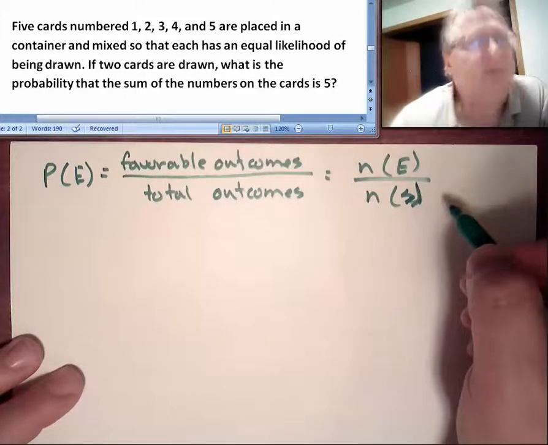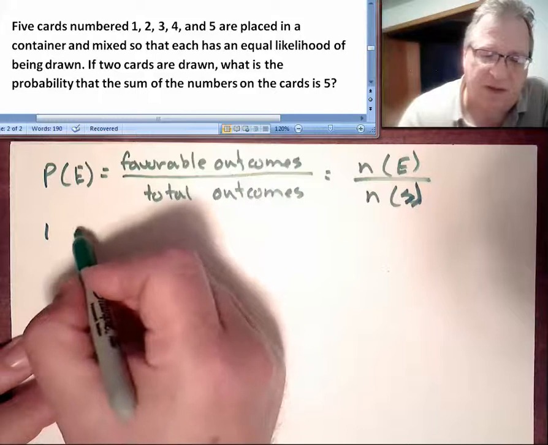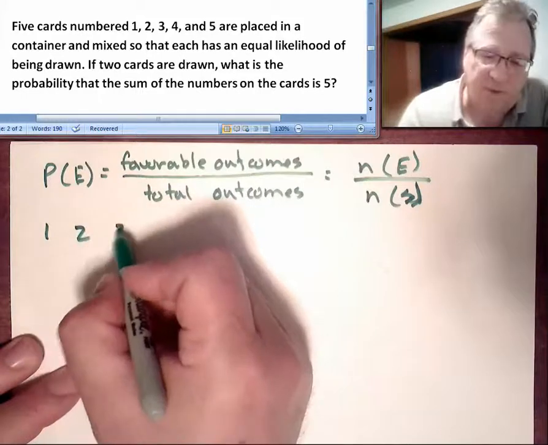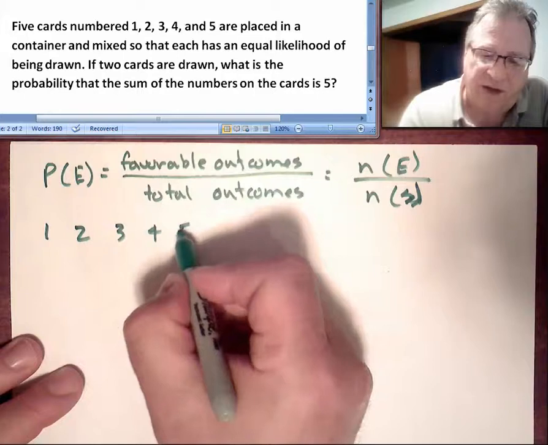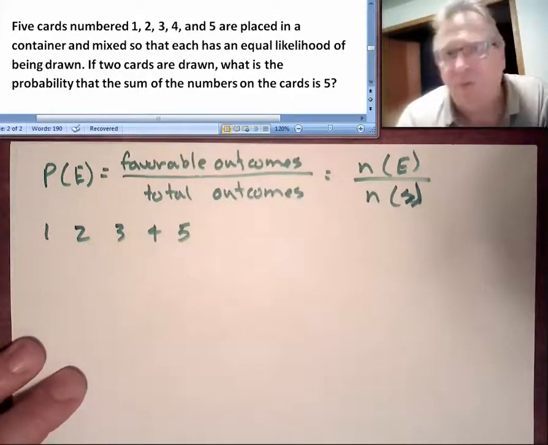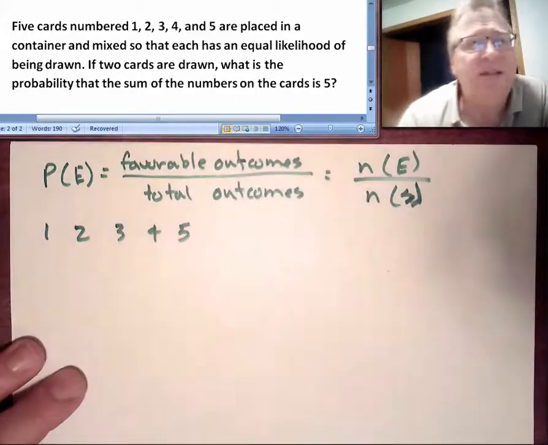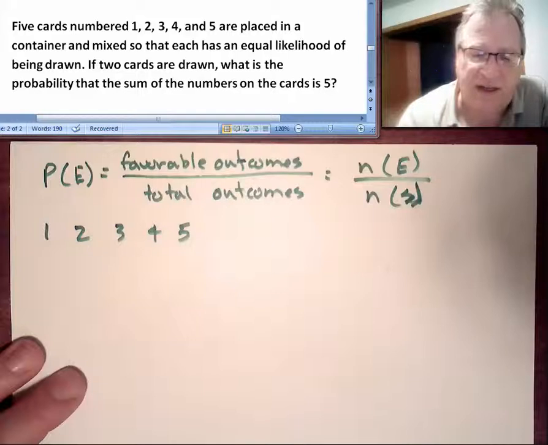Boy, let's see. Let's think about this. We've got 1, 2, 3, 4, 5. Those are the cards. We're going to draw 2 of them, and we need to calculate the number of favorable outcomes, the number of ways that 2 cards drawn can add up to 5.